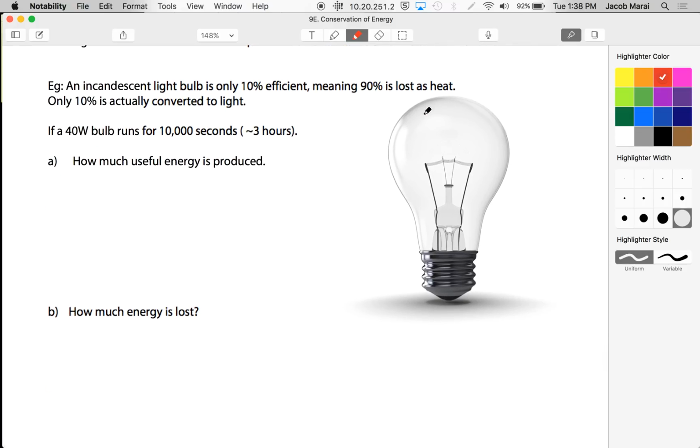Our poor little incandescent light bulb. Incredibly inefficient. Edison, when he made it, this was the easiest way to make light without needing oil or coal or candles. Let's figure out how much useful energy is produced. So that's our energy out. Now hang on, we don't know our energy out just yet. We've got to find energy total.